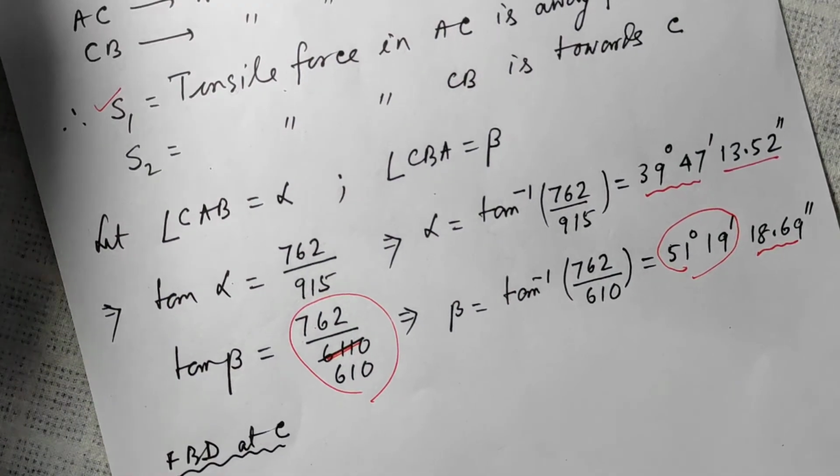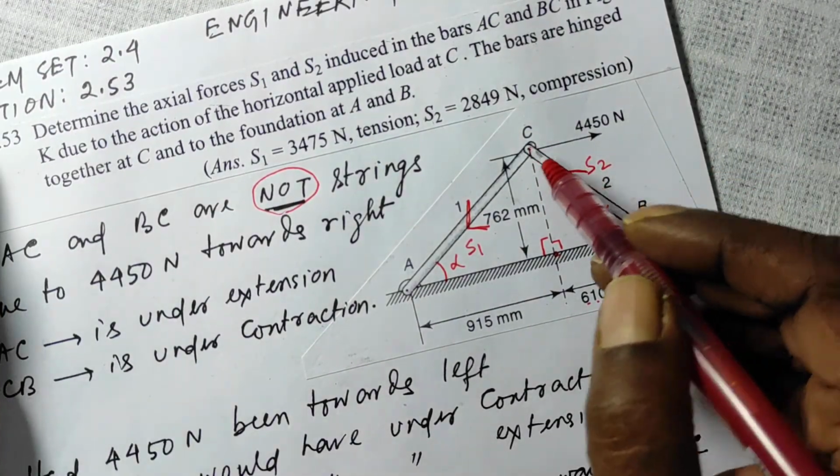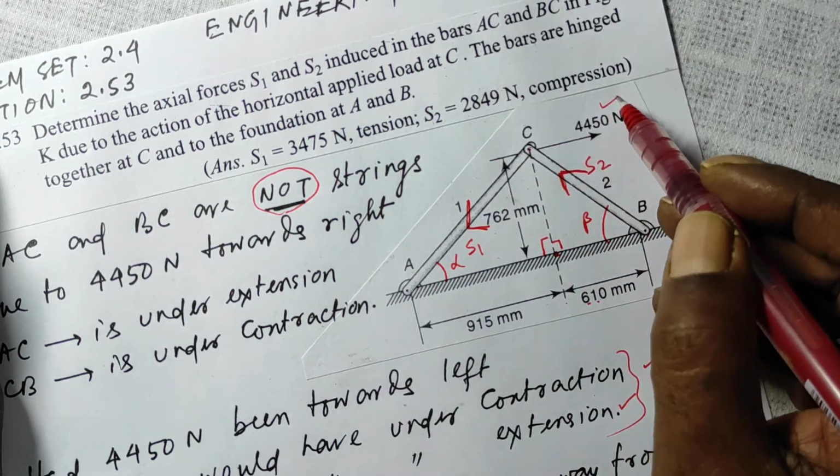Now let us then draw the free body diagram at point C. At point C, there are three forces. One is this.